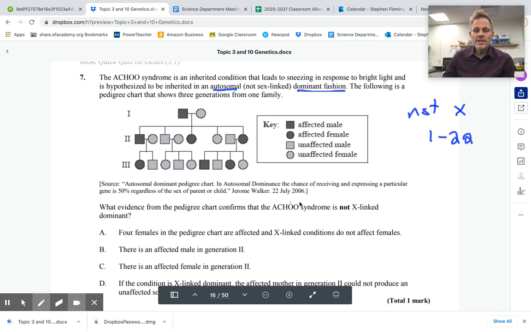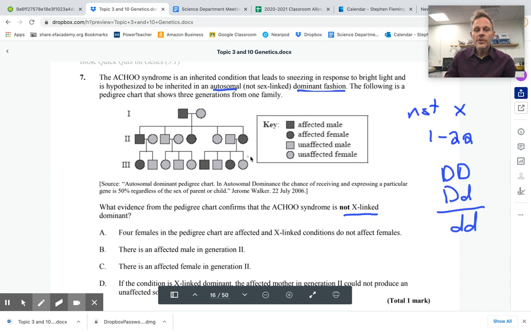So the question is asking, how do we know that it's not sex-linked? How do we know that it's not linked to the X chromosome? They tell us it's dominant, so let's use the letter D. You are affected if you're big D, big D, or big D, little d. In both situations, you'll have this Achu syndrome. The only way you're unaffected is if you're little d.